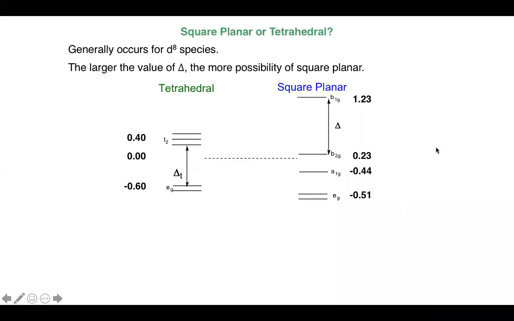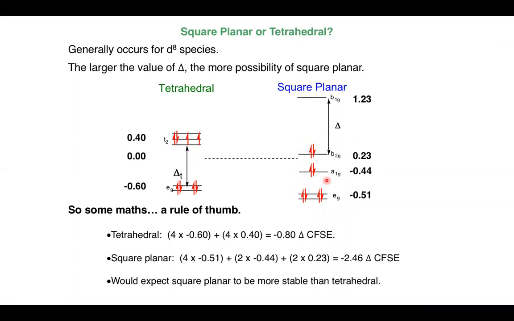Okay, so square planar or tetrahedral. This question generally pops up whenever you're dealing with a D8 species. And so the larger the value of the splitting energy, the more the possibility for the square planar complex. This is because of the arrangement of the electrons. I mean, both of these are 4 ligand complexes. So whenever we have a large value for delta, we see that the electrons are more likely to be paired, which leads to a higher likelihood for a square planar complex.